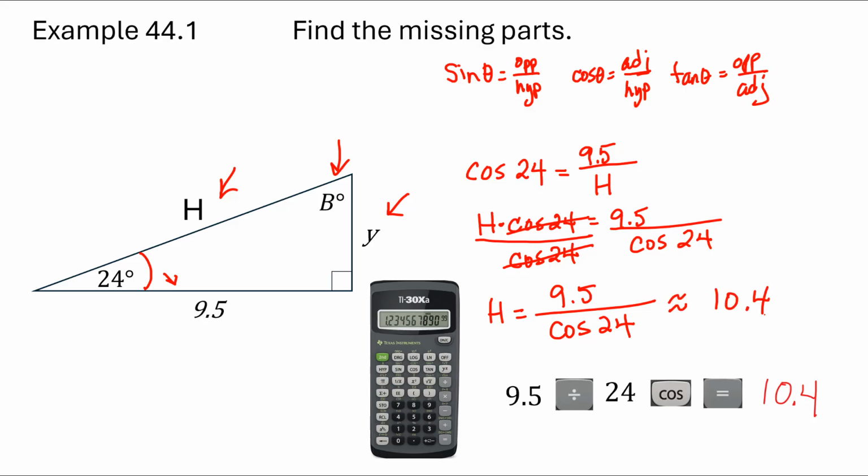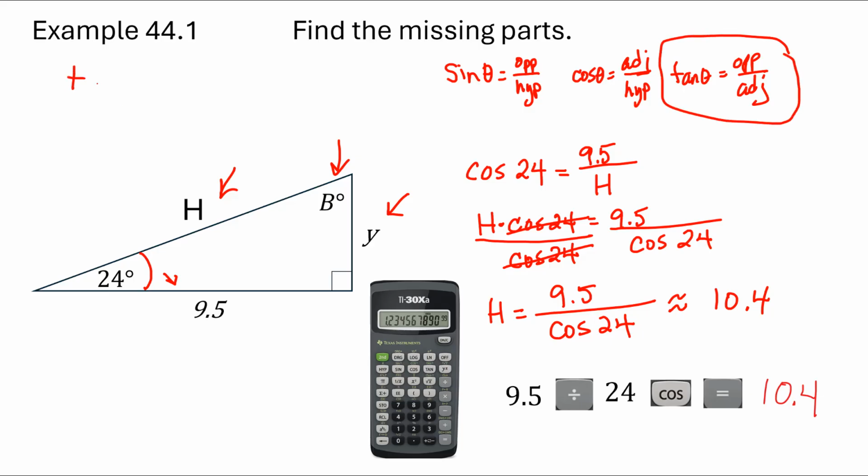Since that's an approximate amount, I don't want to plug that in for h to use in finding b or y. I want to use the numbers they gave me to find b and y. So I have to figure out which trig functions are going to help me do that. Now, y is opposite to 24. So which trig function has opposite in it? That's going to be sine or tangent. What other side do I have but 9.5, which is adjacent to 24? So since I have the 24 degrees, I have the adjacent side, and I'm looking for the opposite side, I'm going to use tangent because that's what has all those things.